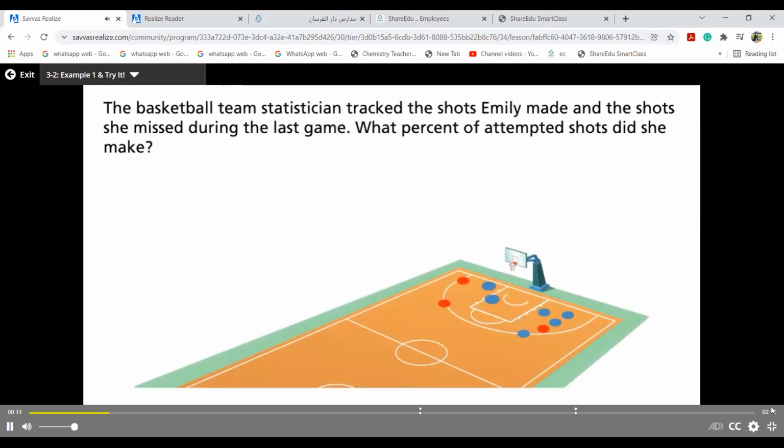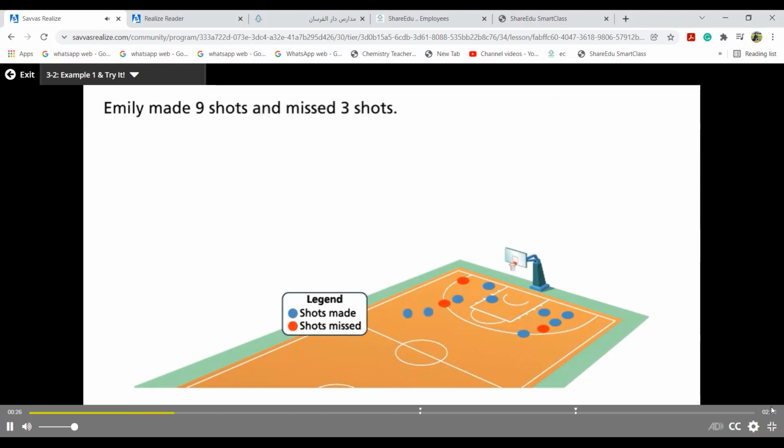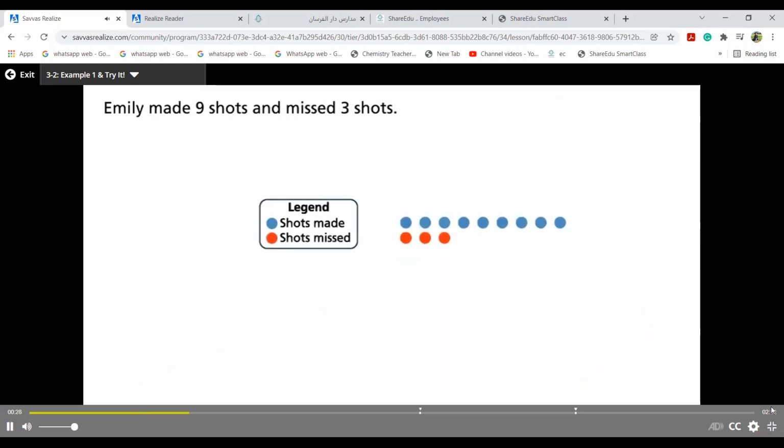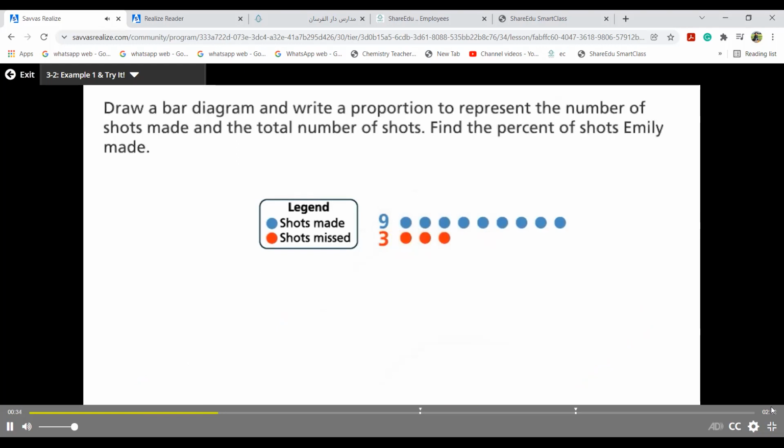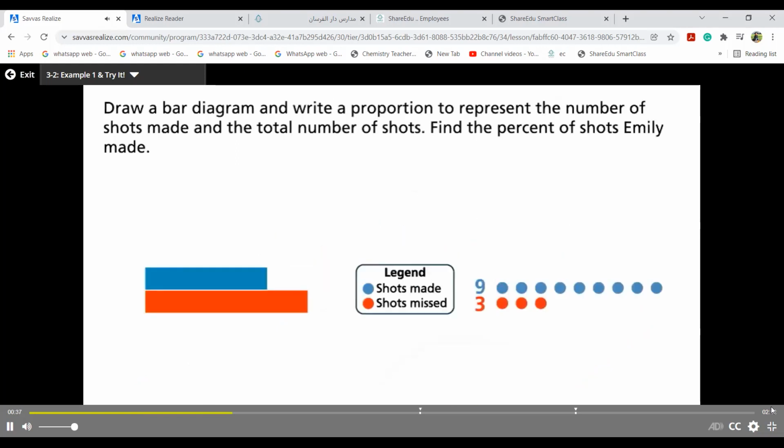The basketball team statistician tracked the shots Emily made and the shots she missed during the last game. What percent of attempted shots did Emily make? Emily made 9 shots and missed 3 shots. Draw a bar diagram and write a proportion to represent the number of shots made and the total number of shots. The bottom bar represents the total number of shots Emily attempted, or 100% of the shots. That's 9 shots made and 3 shots missed, for a total of 12 shots attempted.